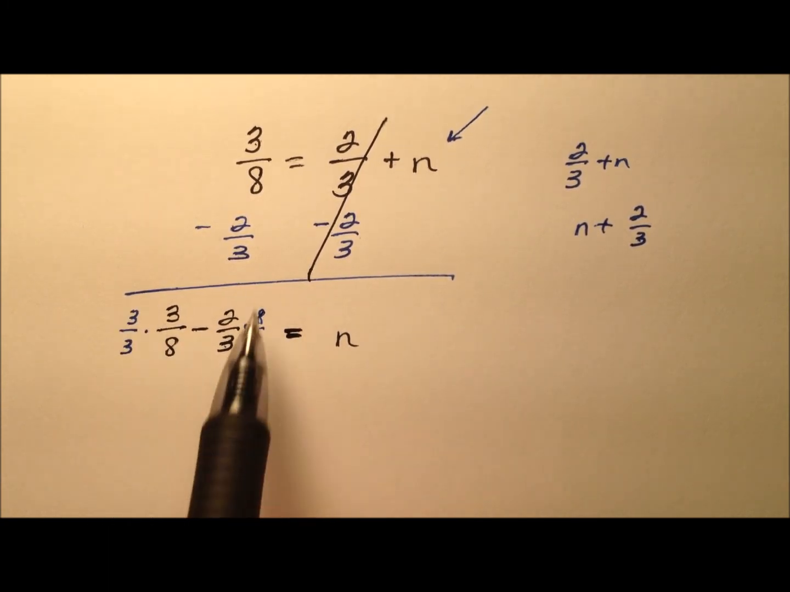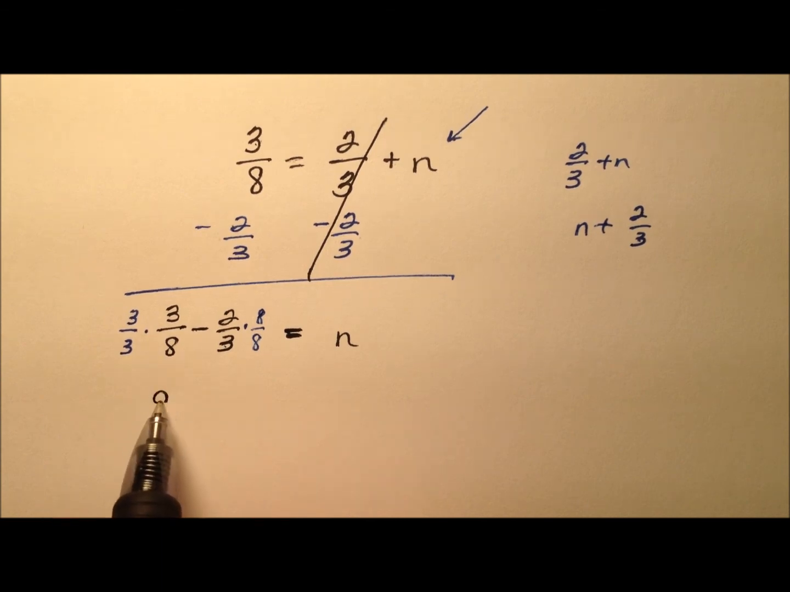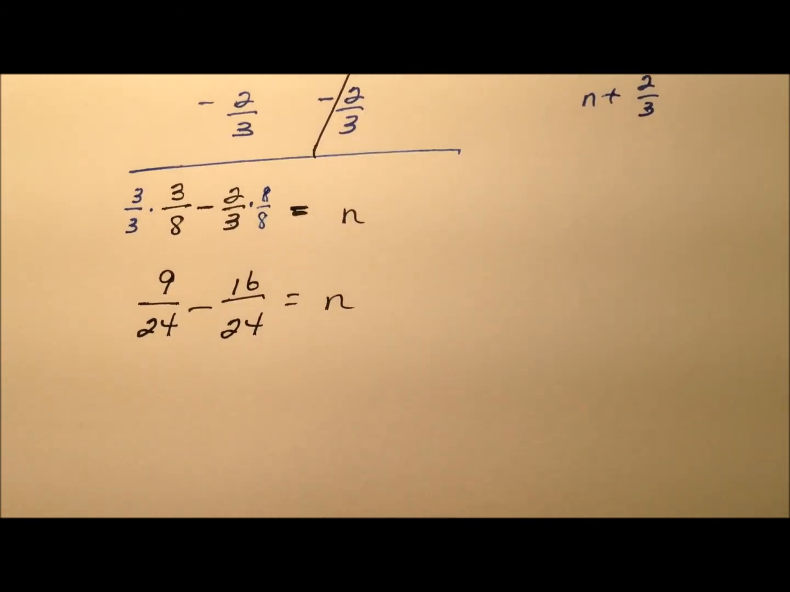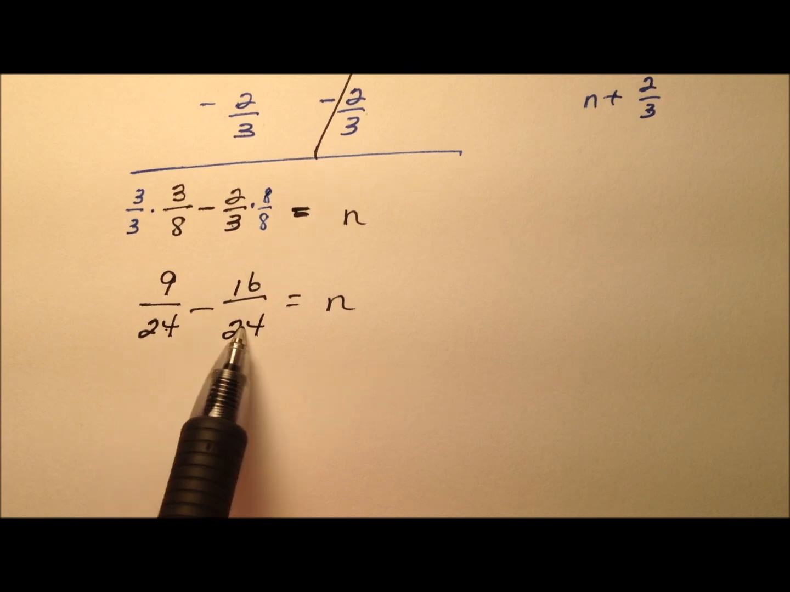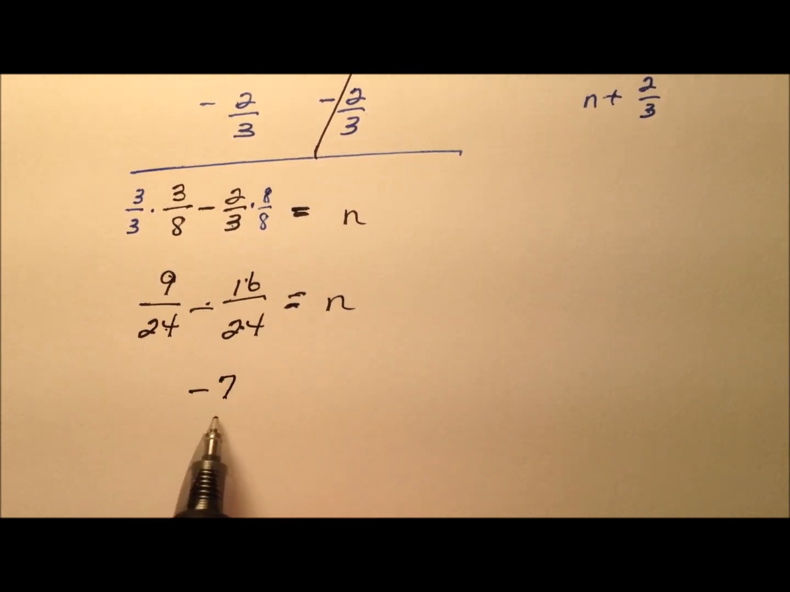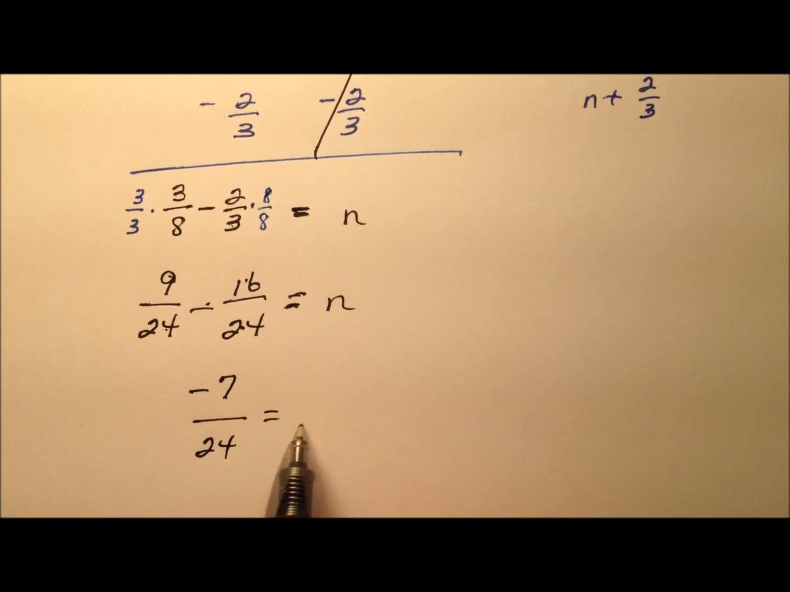Basically, we're just scaling these fractions. So in the first one, 9 over 24 minus, it looks like 16 over 24, and that's going to be n. And when we do this, our common denominators of 24, 9 minus 16 is -7 over 24, and that will equal n right there.